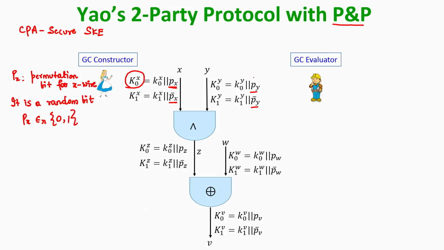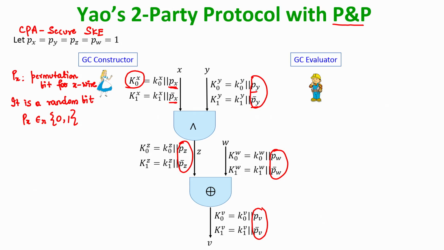In the same way, you can interpret the permutation bits here for the Y wire, the Z wire, the W wire, and the V wire. And the permutation bits for individual wires are randomly picked. So, the permutation bit of Y wire is completely independent of the permutation bit of the X wire, and so on. Okay. So, the GC constructor is still doing the garbling of the wires as we had done till now, except that the last bit of the keys has some special interpretation.